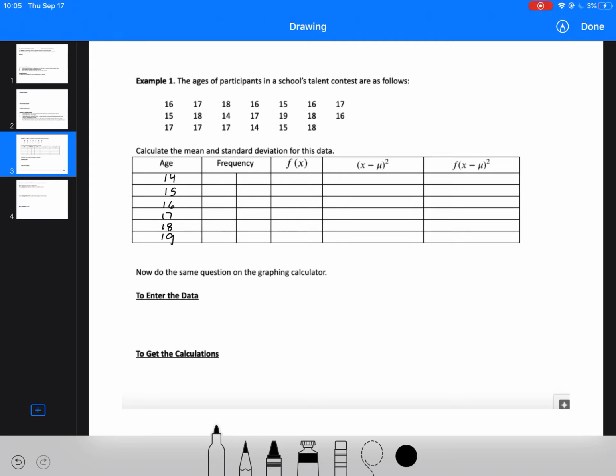So let's put our ages in the different rows here, and then we're going to count the frequencies. Going through, you should have 2 participants that are 14, 3 participants that are 15, 4 participants that are 16, 6 participants that are 17, 4 that are 18, and 1 that is 19.